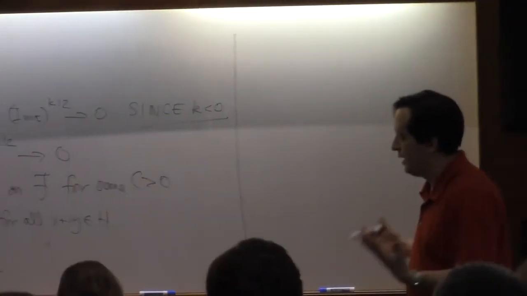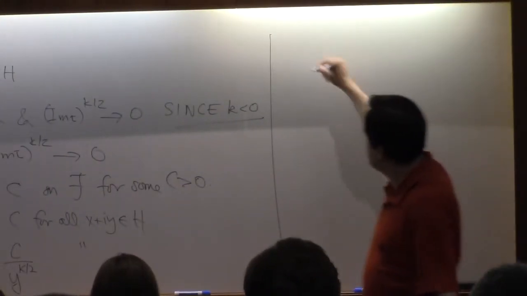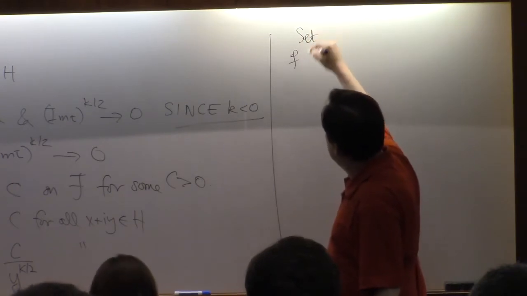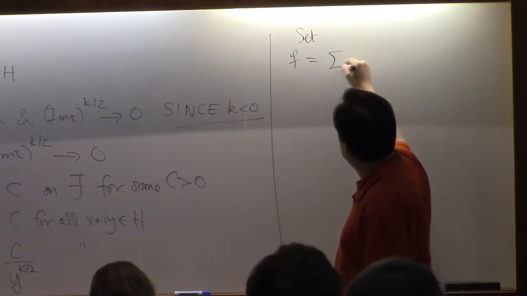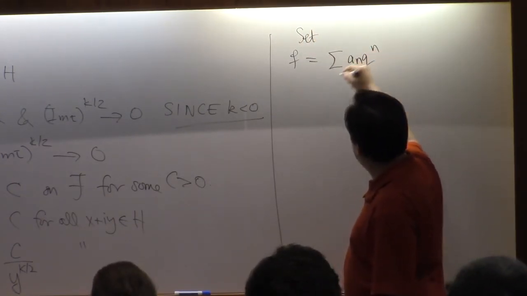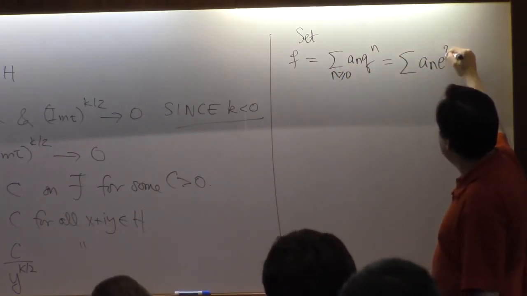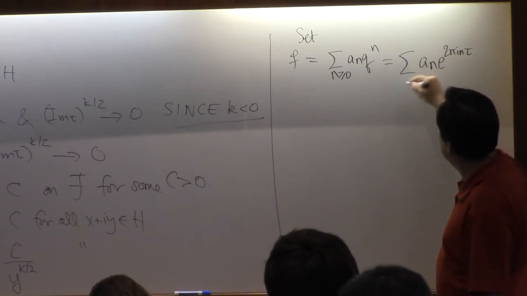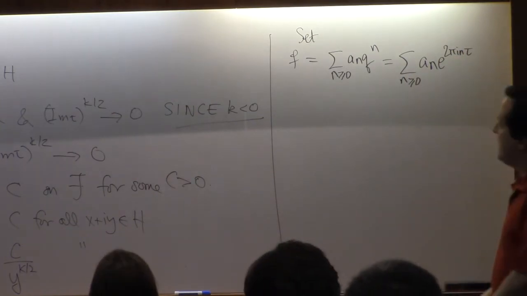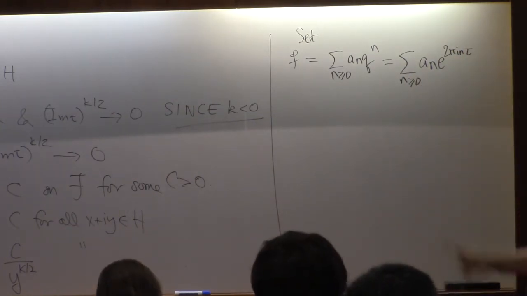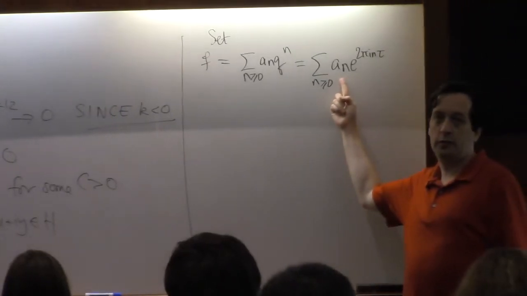So I'm going to now bring in the q expansions. We'll set our modular form to have a q expansion, sum of a_n e to the 2 pi i n tau, and I want to extract the coefficient.